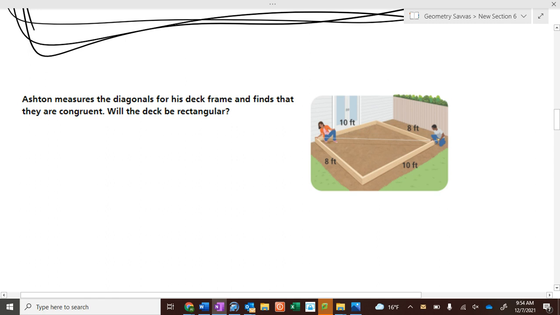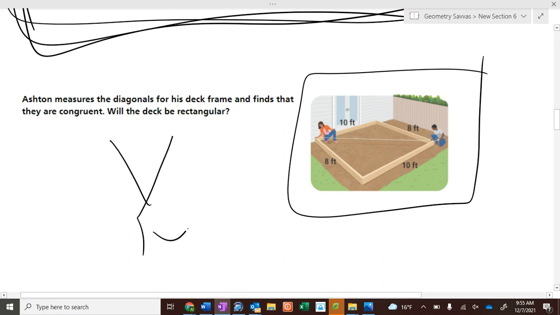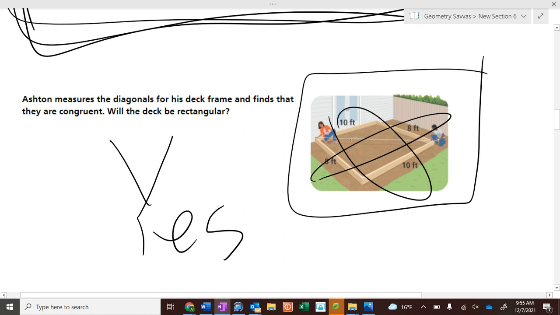Okay, so here's an example of what I'm talking about with construction. Ashton measures diagonals for his deck and finds that they are congruent. Will the deck be rectangular? Yes. As long as the diagonals are congruent, you have formed a rectangle, as long as the opposite sides are congruent as well.